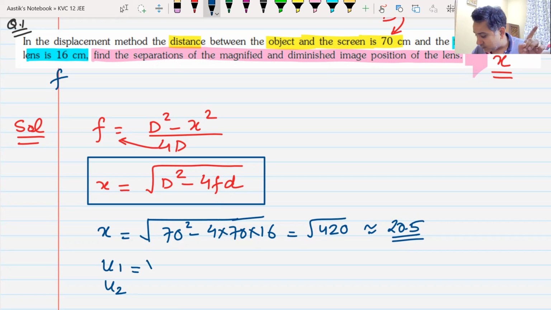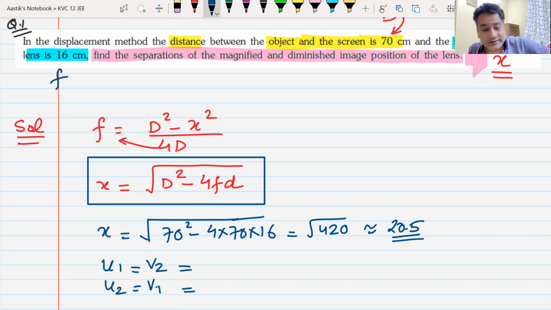Remember, the value of u1 is same as v2 and the value of u2 is same as v1. Can you tell me the value of these two things as well, so that in one question we can cover all the aspects of the question that can be asked?